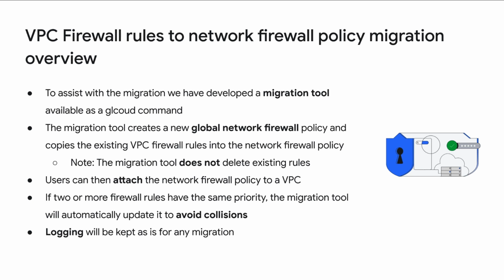If two or more firewall rules have the same priority, the migration tool will automatically update it to avoid collisions. Please review the priorities auto-generated by the migration tool to make sure they are acceptable. This newly assigned priority is created to ensure the relative sequence of the original rules is respected. Please note the network firewall policy cannot already exist, since the migration tool will create it. Logging will be kept as is for any migration, meaning that if a VPC firewall rule has logging turned on, the migration tool will leave it on, and in case it is off, it will keep it off.